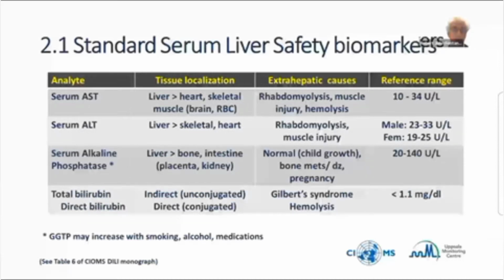basis. Furthermore, we know that there are reference values for these in a general population. Some of which are stratified by gender. GGTP is sometimes used in clinical trials, although it's not as reliable as alkaline phosphatase because it may nonspecifically increase with smoking, alcohol use, and certain medications.